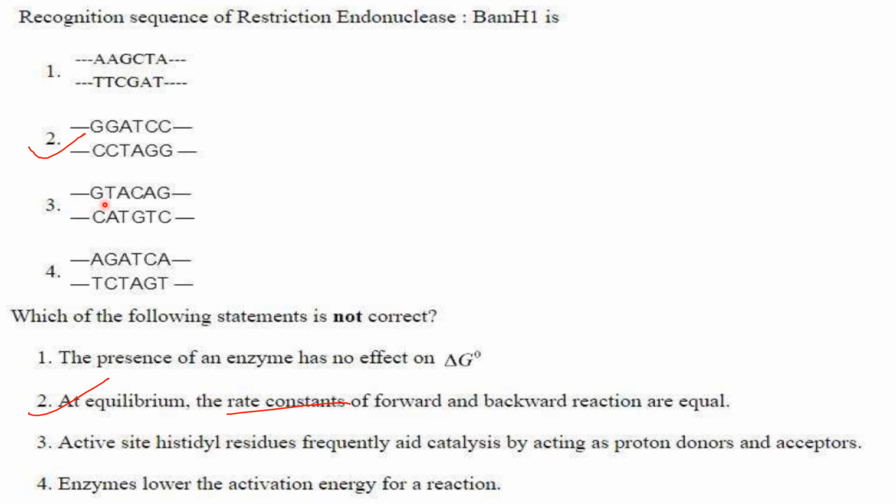Now 3, if you see GTA, it is CTG here. So they are not palindromic. Now fourth one, if you see AGA, TGA is in the complementary strand. So that is also not palindromic. So the answer here is option 2.